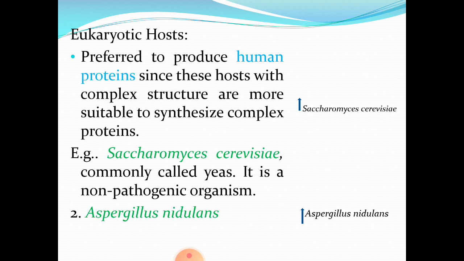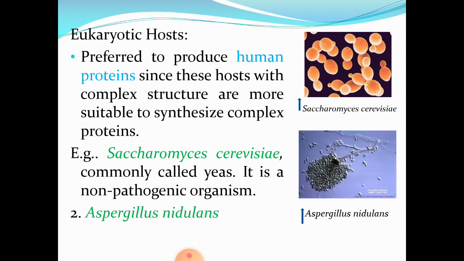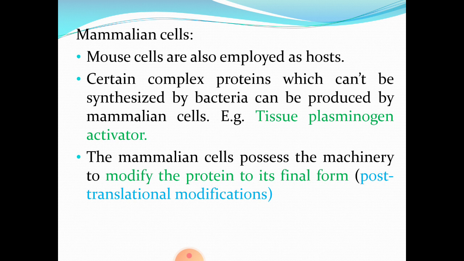One such eukaryotic host is Saccharomyces cerevisiae, which is commonly called Baker's yeast. Okay, sorry for the spelling mistake, a letter is missing. It is also a non-pathogenic single-celled organism. And sometimes another fungus is also made use of, that is Aspergillus nidulans. But normally people go for yeast cells. Then once in a while we do make use of mammalian host cells, especially mouse cells.